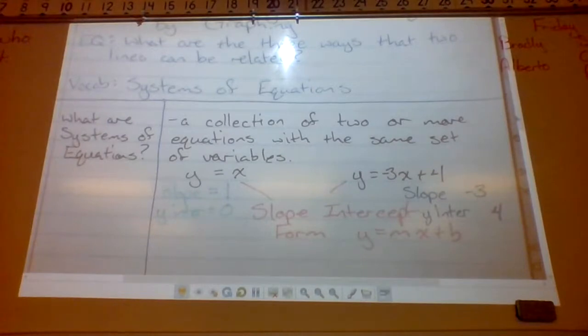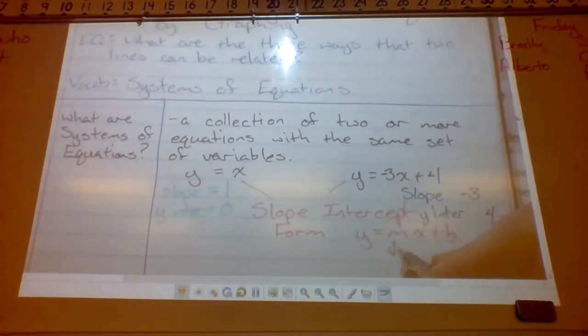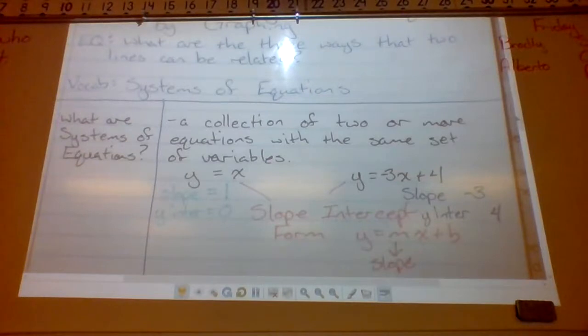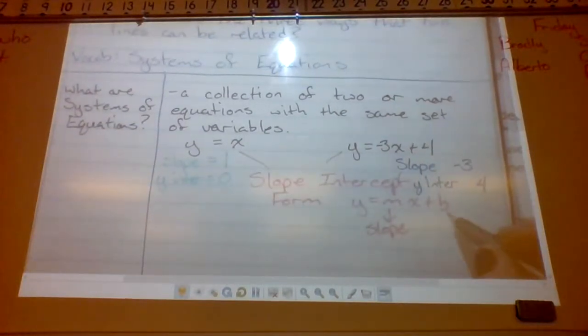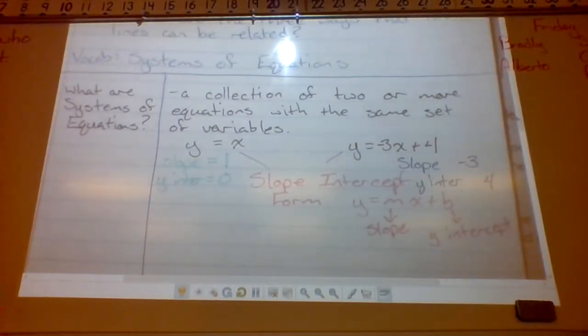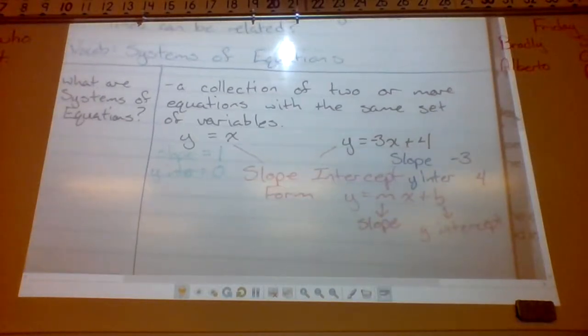Alan's a little bit confused, but we can't blame him. He wasn't here. Can anyone explain to him how do you know what the slope and the y-intercept are on both of those? Y equals mx plus b. What does m stand for? Slope. So whatever's in that spot is your slope. What does the b stand for? The y-intercept. If there's no b, it's 0.